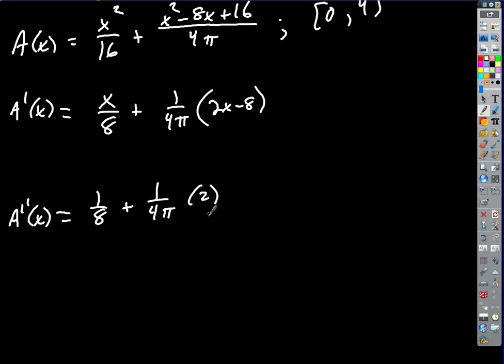So on our domain, what can you tell me about the second derivative everywhere? It's positive, right? It's constant and it's positive. Positive is the important thing, right? It's always going to be concave up, okay? What's that telling you right away?